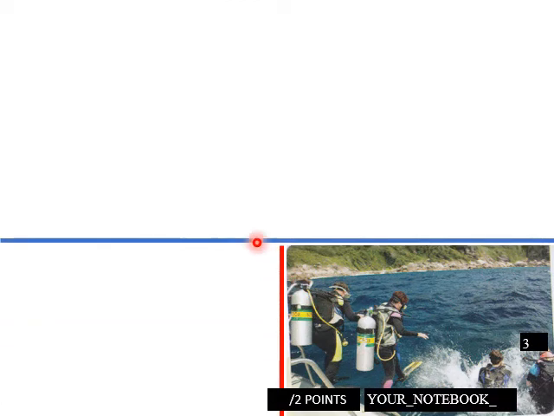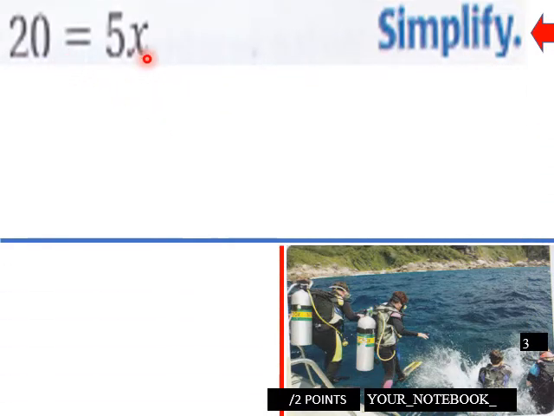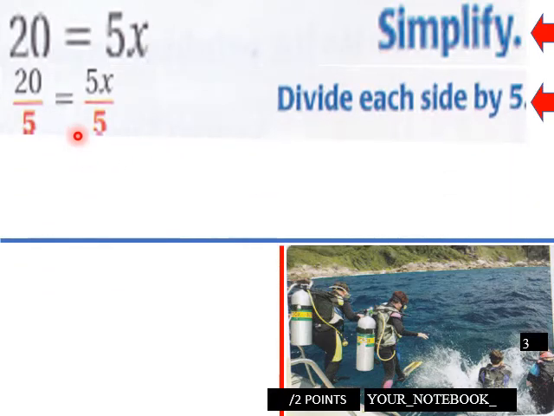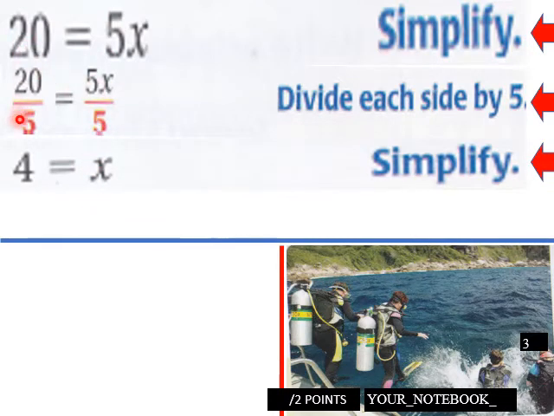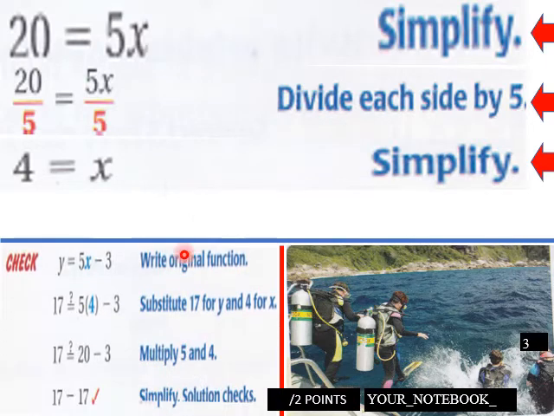And when we do that, what do we got? We got 20 equals 5x. Now what do we do? We have to divide each side by 5. And when we do that, that's going to go away. And then 20 divided by 5 is 4. So x equals 4. And then we check here.